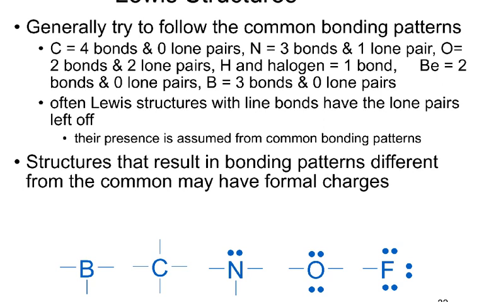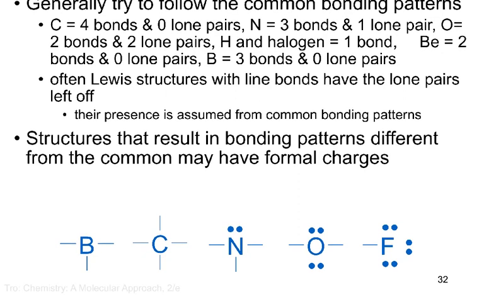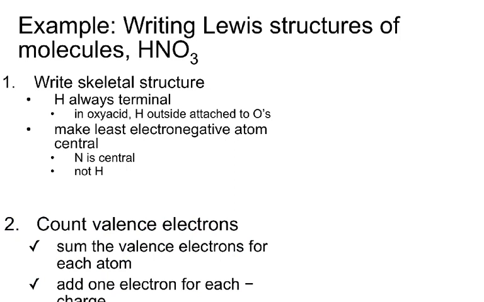Now, as you move on in chemistry, Lewis structures tend to be drawn with just the bonds as a line and have the lone pairs left off. It's assumed as you go on that you can figure out where the lone pairs are. And if there's a deviation from these bonding patterns, it might result in formal charges, which we'll get into in the next video, and then how to evaluate a structure based on formal charges. So let's work through an example, and then I'll have some practice for you.